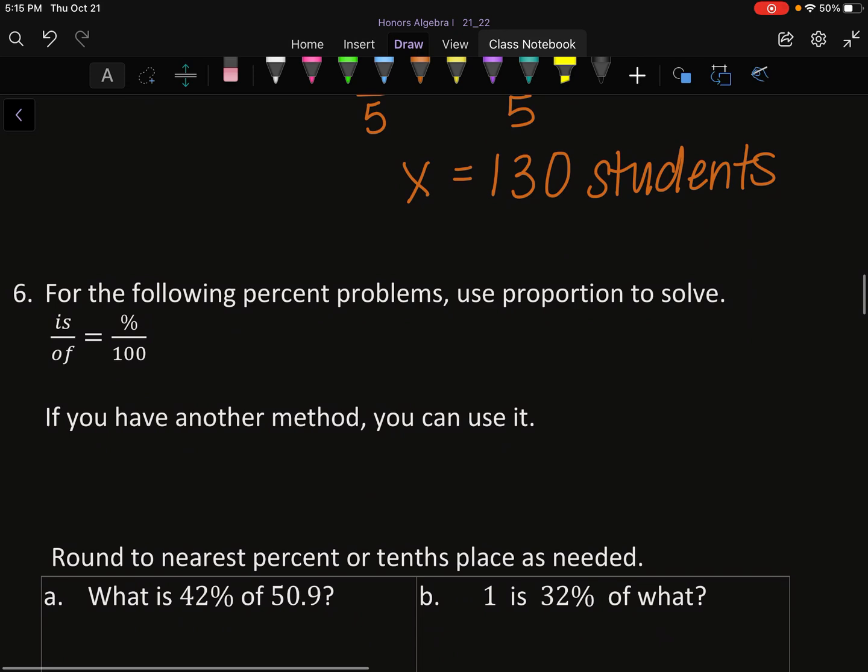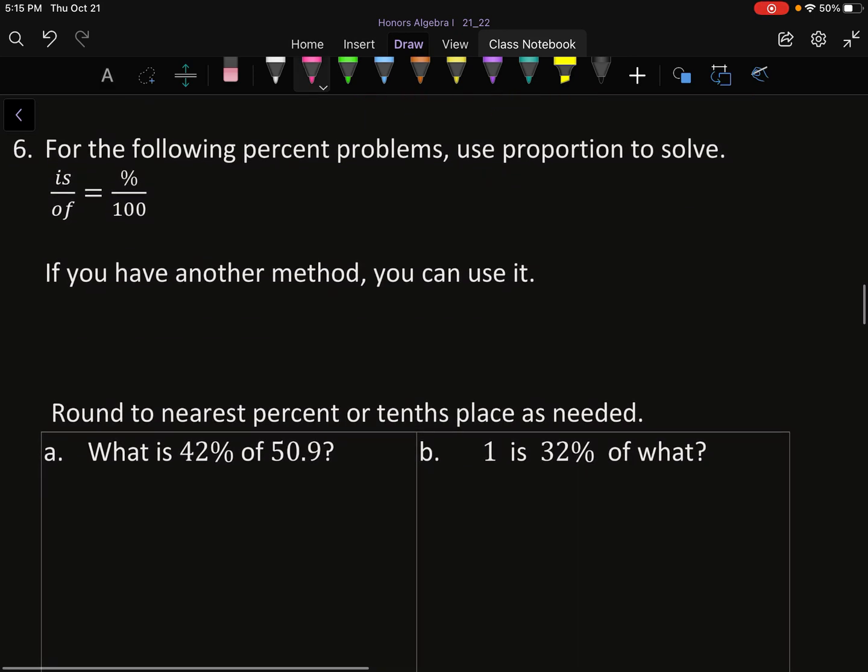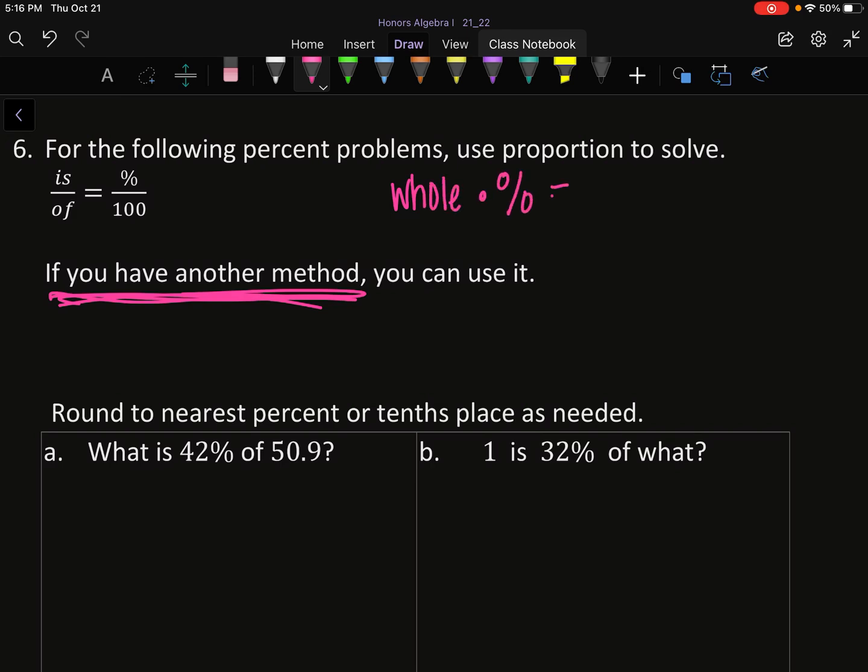Is over of equals percent over 100. We talked about this in chapter 0. And that's why I said if you have another method, you can use it. I think another equation is you have whole times percent is equal to part. I've seen that before. So we might use that.